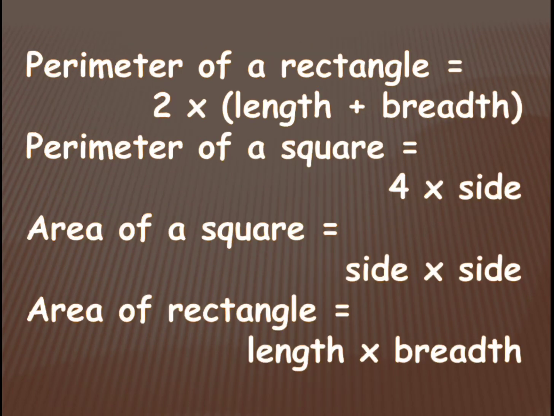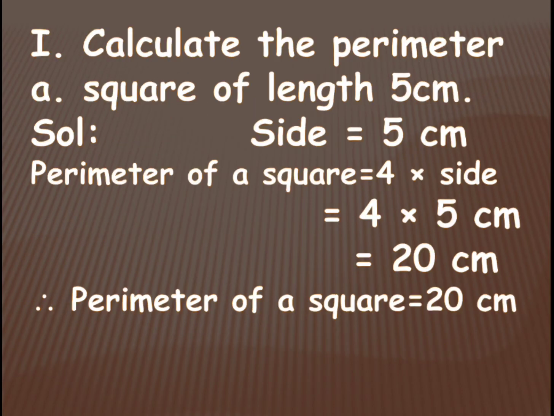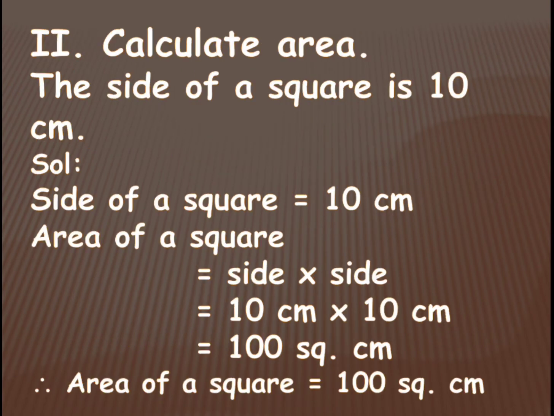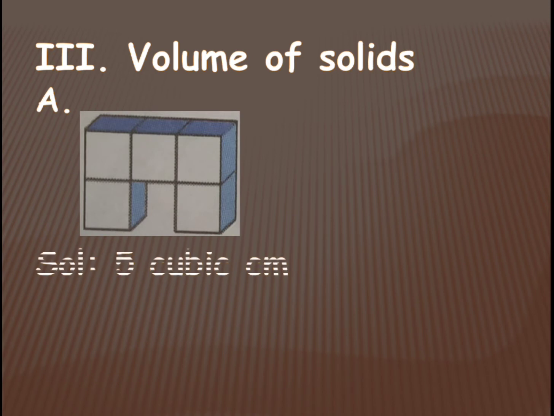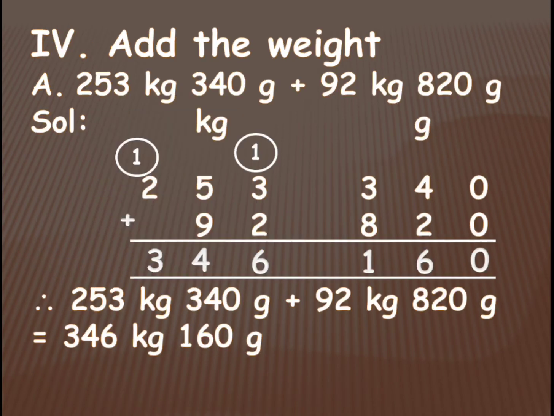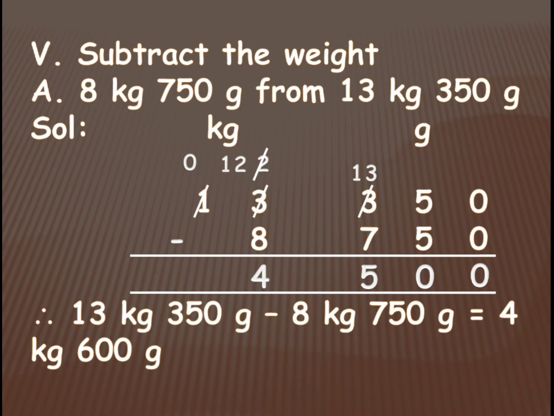Okay, so here to solve the problems related to area and perimeter, you need to learn these formulas: perimeter of a rectangle, perimeter of a square, area of a square, area of a rectangle. Formulas you have to remember. Okay, now we have learned how to solve the perimeter problems, how to solve the area problems, and then we have learned the volumes, how to write the volumes, isn't it, children? Volume for a given solid by counting the number of cubes we have learned. How to add the weight also we have learned, and how to subtract the weight also we have learned.